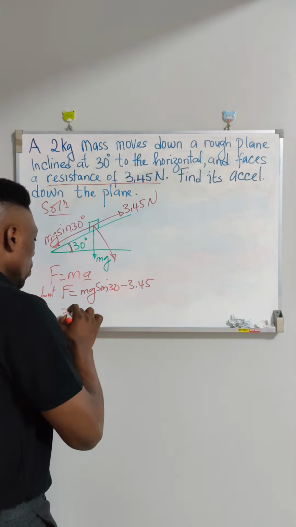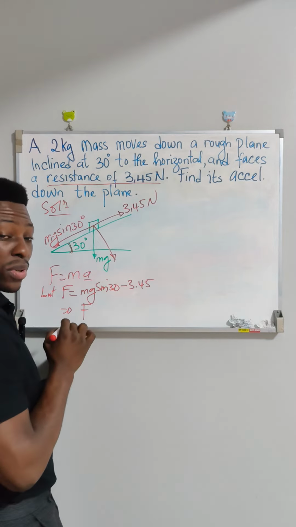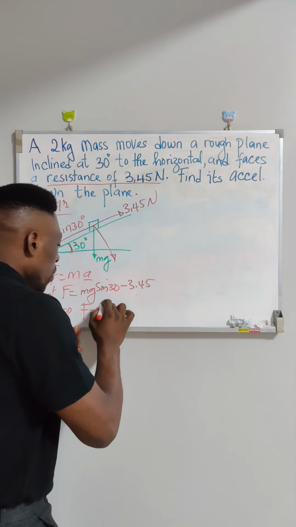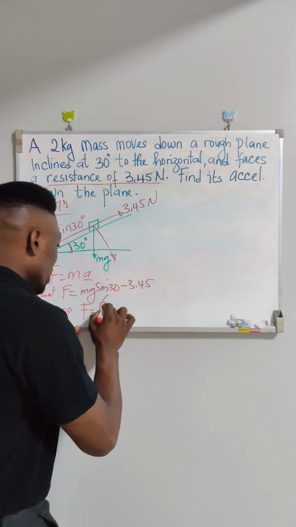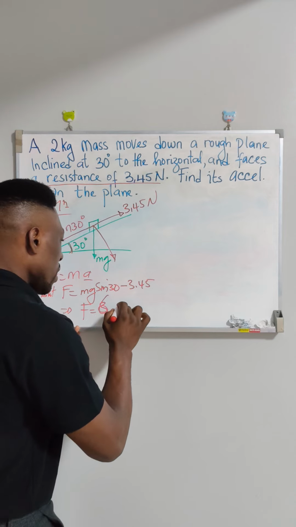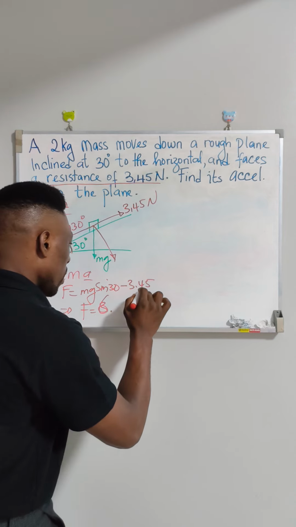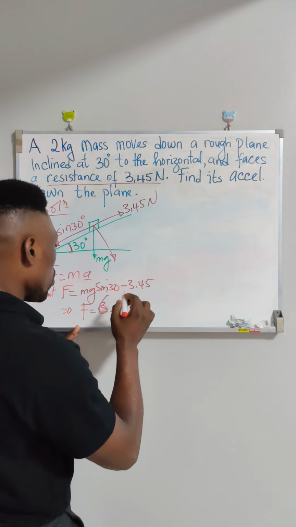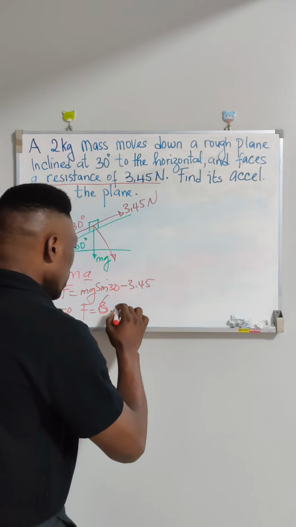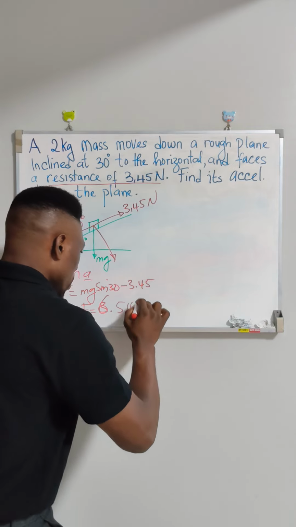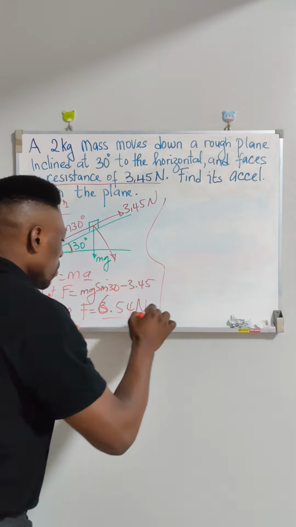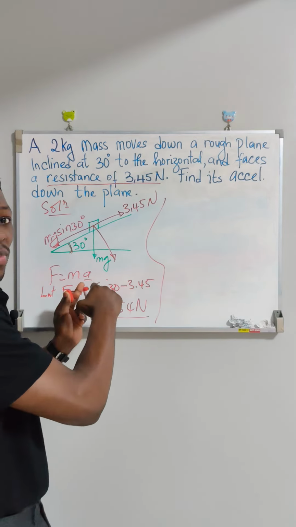If you correctly do this, you will have that F, the resultant force, will be roughly equal to 6.54 Newton. Yeah, if you do it well. So with this in mind, now we will use this force and put it in this formula.